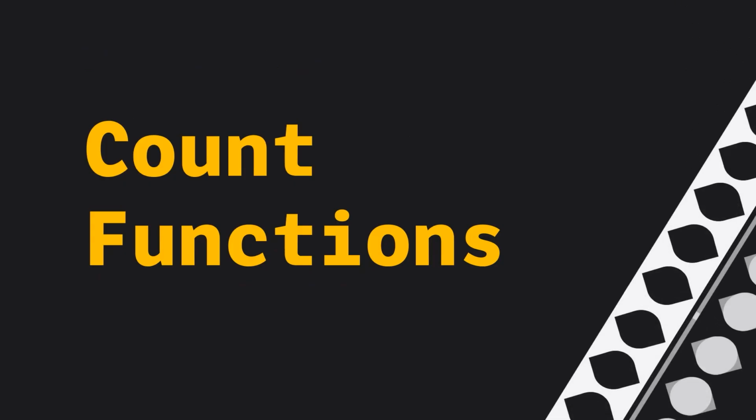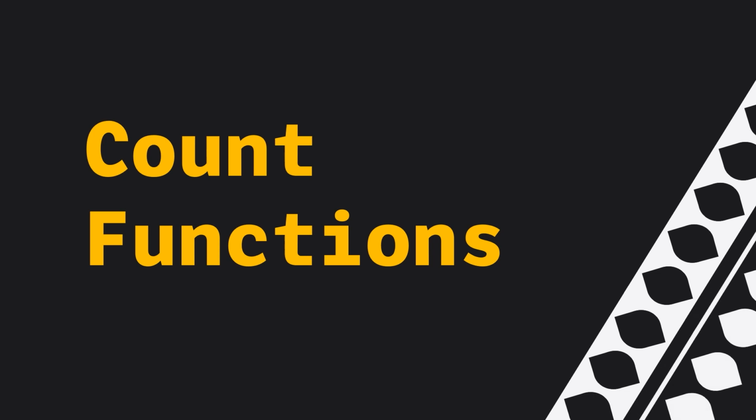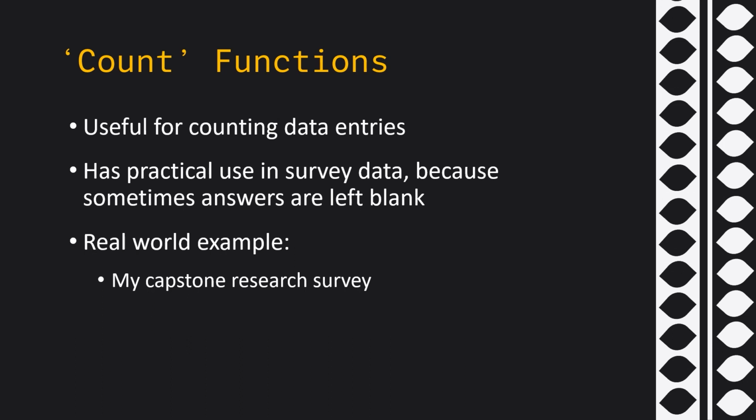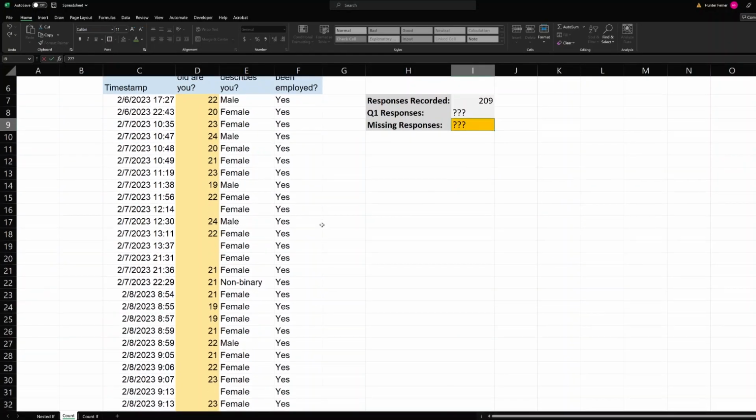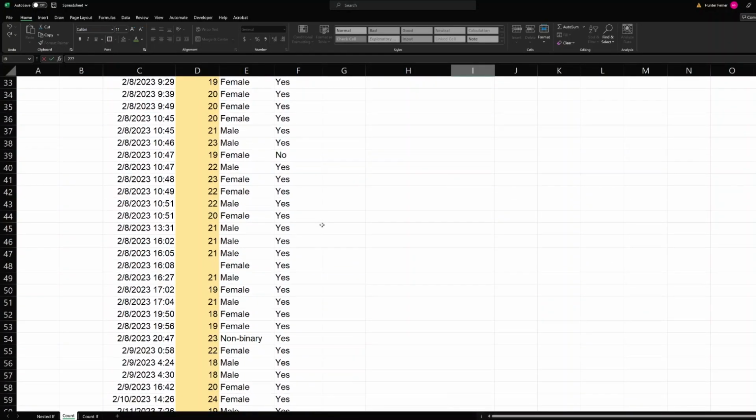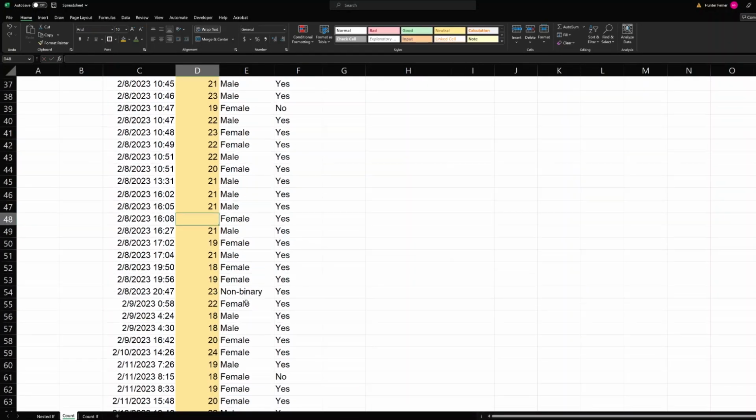Next, I want to introduce the count function that you may find useful when working in spreadsheets. The count function is useful for counting the amount of data entries you have within a dataset. This can be useful when you conduct survey research, for example, because sometimes you receive blank entries, and we don't want these entries to be considered in our final calculations. Here, you can see that I've done some survey research myself, but there are holes in my dataset because I forgot to make one of my questions a required question.